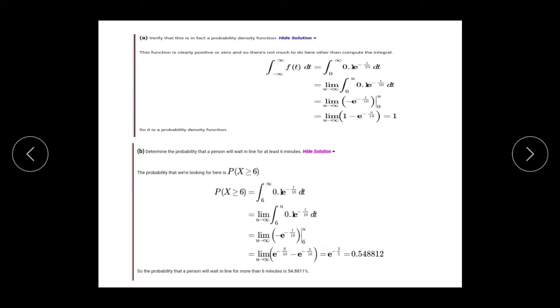Simplifying, limits of u to infinity, quantity e raised to negative 6 over 10 minus e raised to negative u over 10 is equals to e raised to negative 3 over 5. So if we are going to input this in calculator, e raised to negative 3 over 5, we will have 0.548812. Converting into percent, we will have 54.8811%. So the probability that a person will wait in line for more than 6 minutes is 54.8811%.